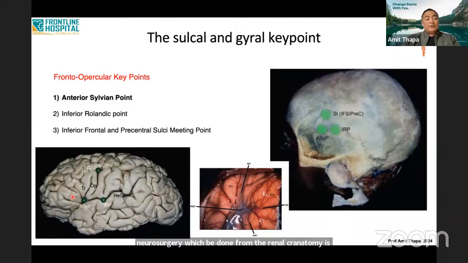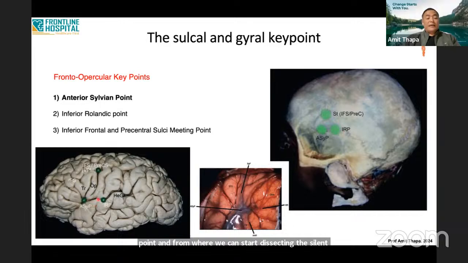One of the key points is the anterior sylvian point, which is basically the area where the stem of the sylvian fissure comes out on the lateral aspect. It is pointed to by the triangular part, which lies just behind the pterion and directly overlies the anterior sylvian point, and from there we can start dissecting the sylvian fissure either proximally or distally.